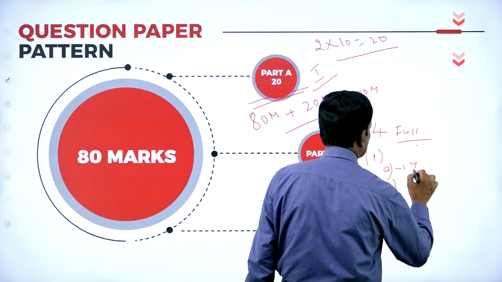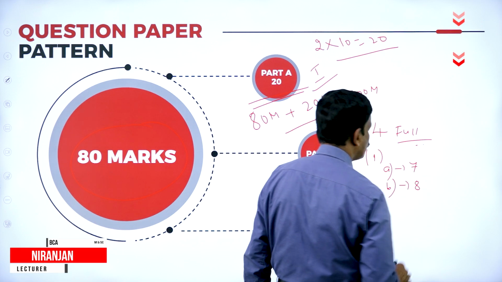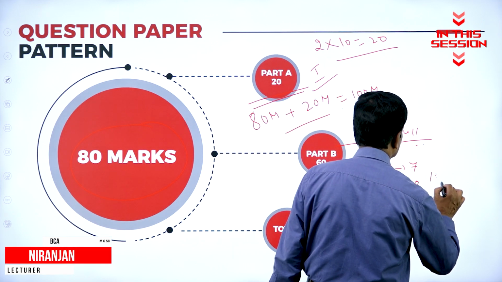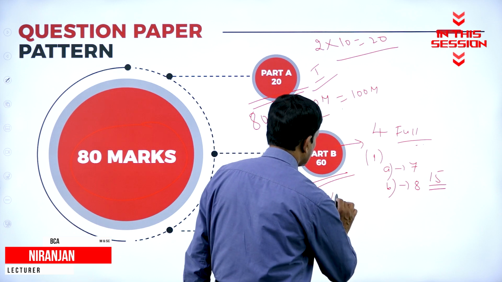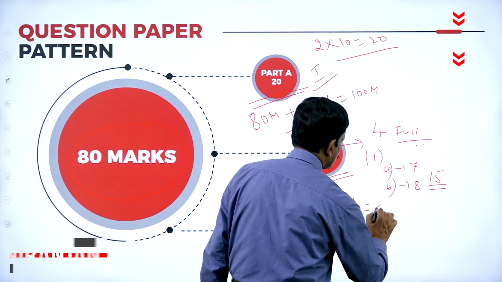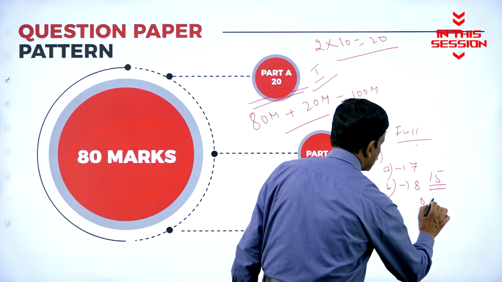So A may be for 7 marks and 8 marks. So totally 15. Each question carries 15. So you have to answer 4. 15 into 4 is 60, followed by the internal choice.